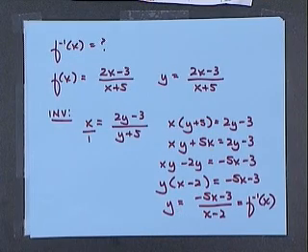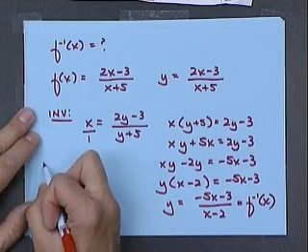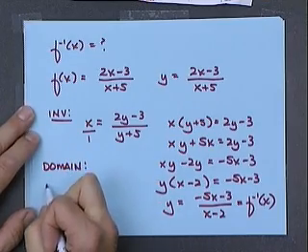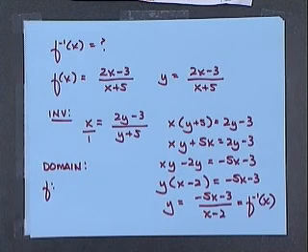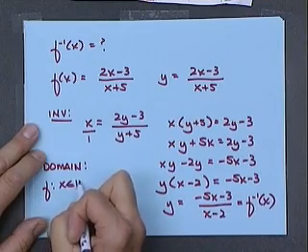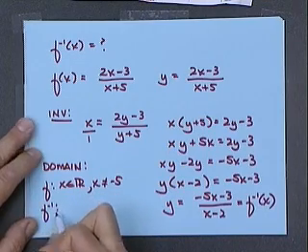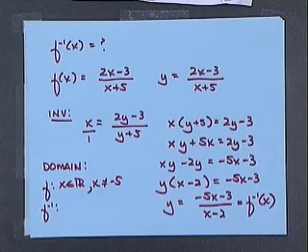So finding it is certainly important. Now, what are some other questions that might be asked? Domain and range. Okay, good. Domain. What's the domain of the original function? Negative 5. Good. All reals but negative 5. What's the domain of f inverse? All reals but 2. Good.